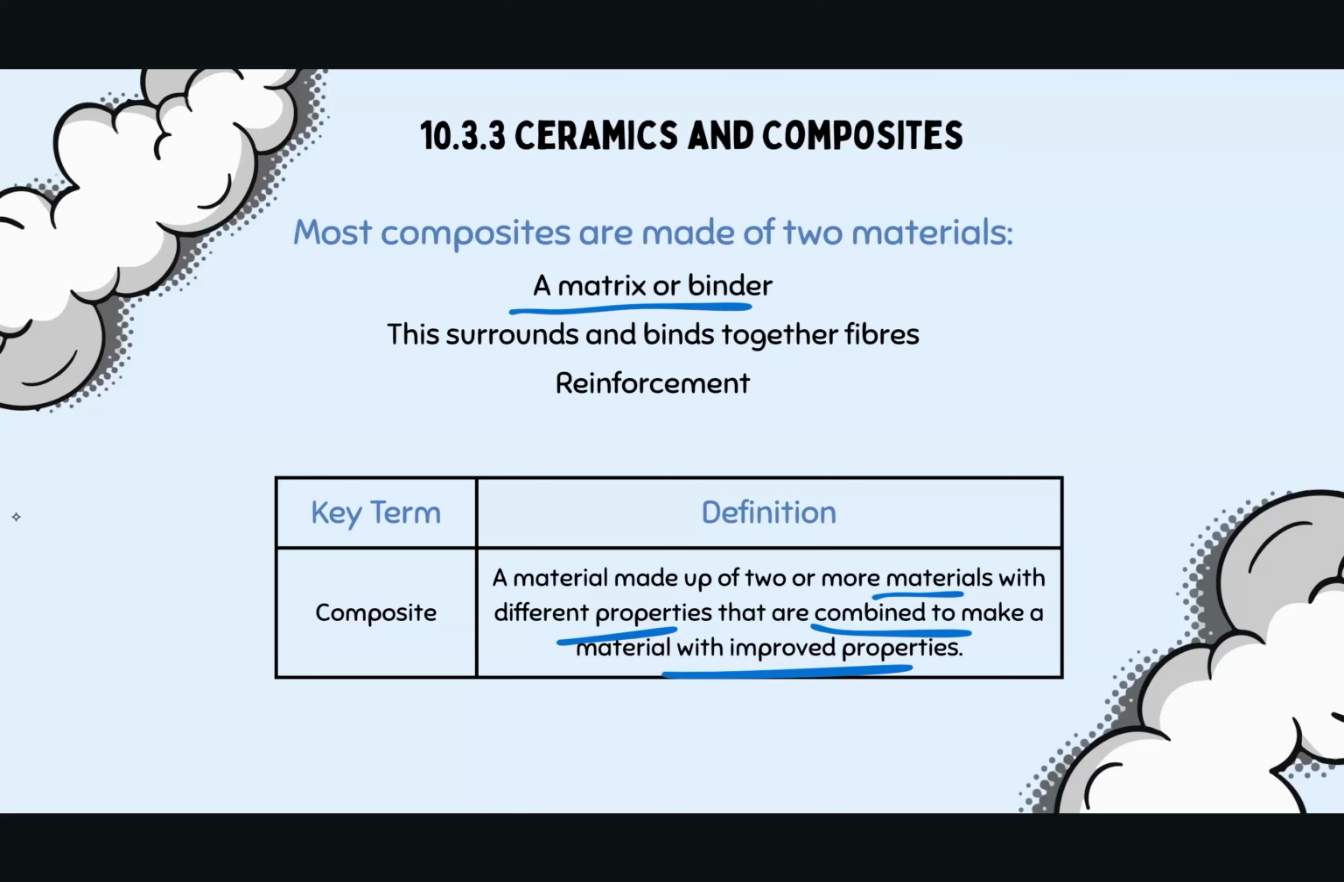Then you've got your fibers or fragments. This surrounds and binds together fiber reinforcements. So we call the fibers and fragments reinforcements. So that should be in brackets. Fibers are the reinforcements. So these are the pieces or fibers that are added into the matrix. They're often strong or light, but what they do is they help improve the strength or toughness. So what the matrix does, it keeps them in one position and transfers force to them.